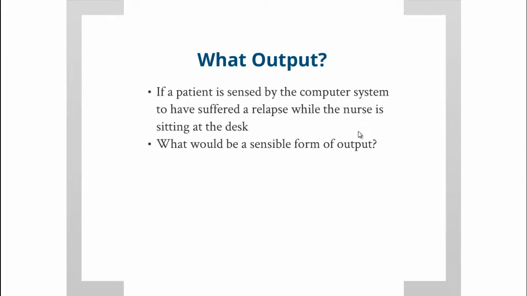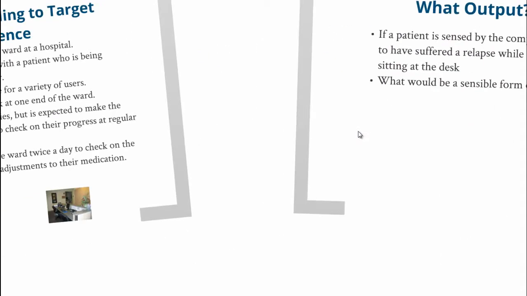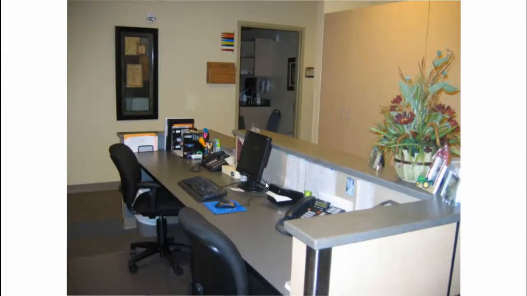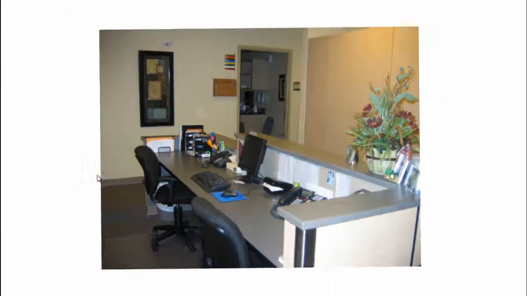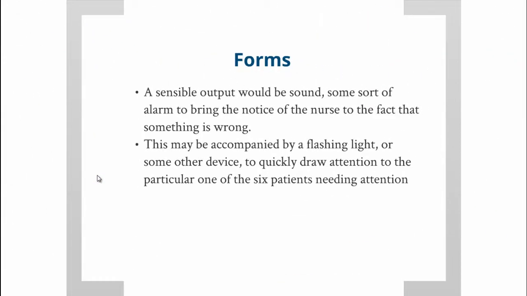Okay, so hopefully you've had a little think and written down a few ideas. Let's have a look now. If we look at this, we have a nurse sitting here, and down this end there might be 10 or 15 patients. So what would a suitable output be? A sensible output would be sound. Some sort of alarm brings the notice of the nurse to the fact that something is wrong. This might be accomplished by a flashing light or some other device to quickly draw attention to the particular one of the 6 patients needing attention. Sorry, it said 6 before.